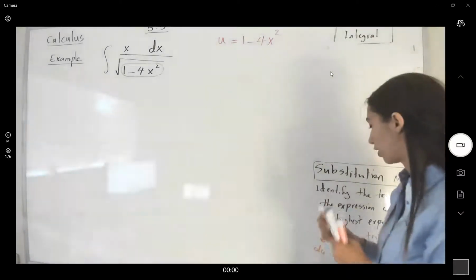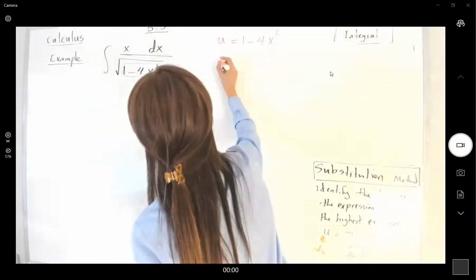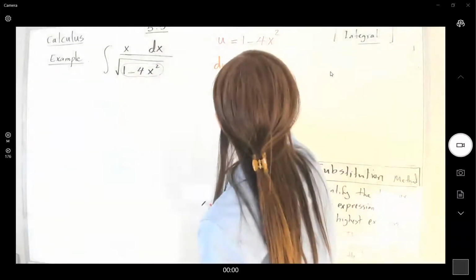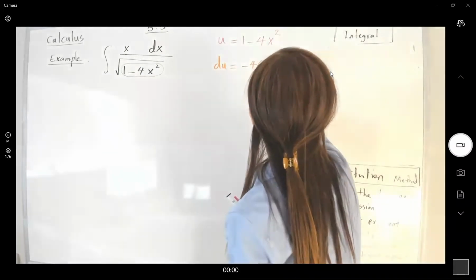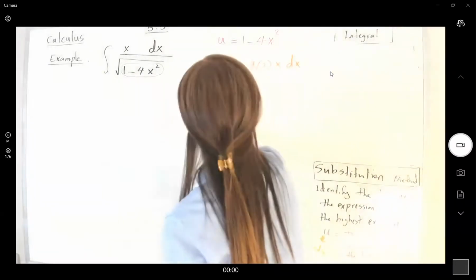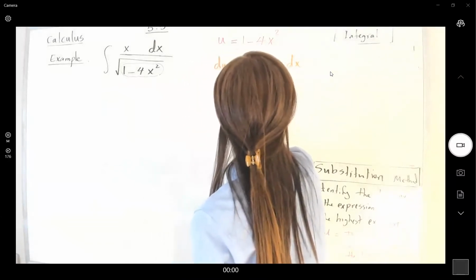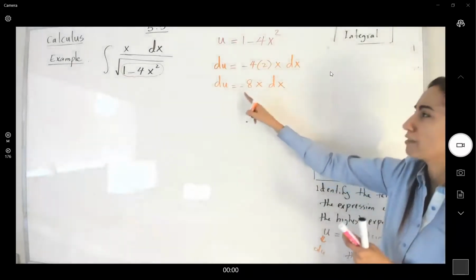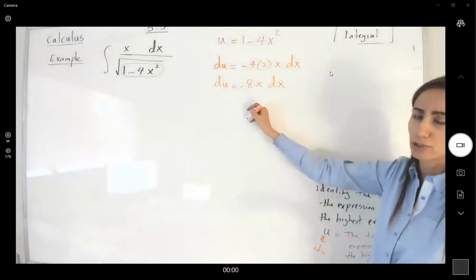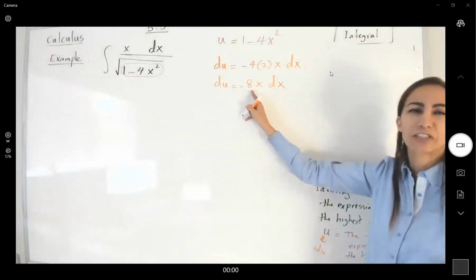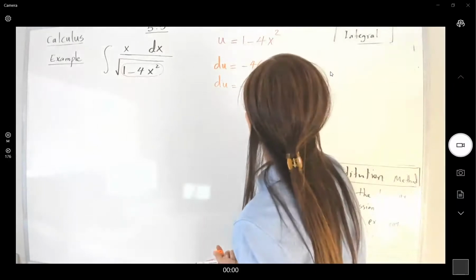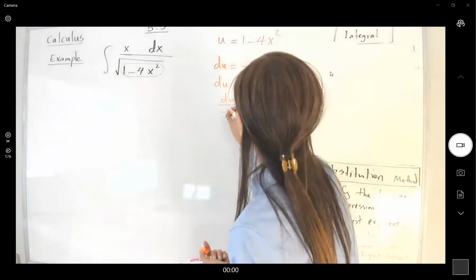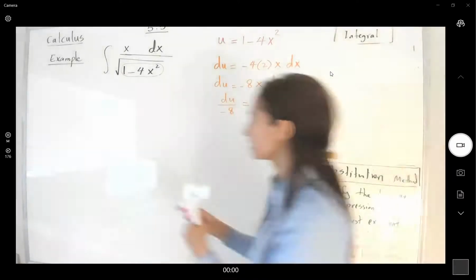So now we need to find du. The derivative of 1 is 0. Negative 4 times 2 times x dx. So du is equal to negative 8x dx. Do I have x dx? Yes. Do I have negative 8x dx? Unfortunately not, but this is just a scalar, just a number. I'm not really worried about this. This is x dx, which is equal to du divided by negative 8. Well, the rest is easy.